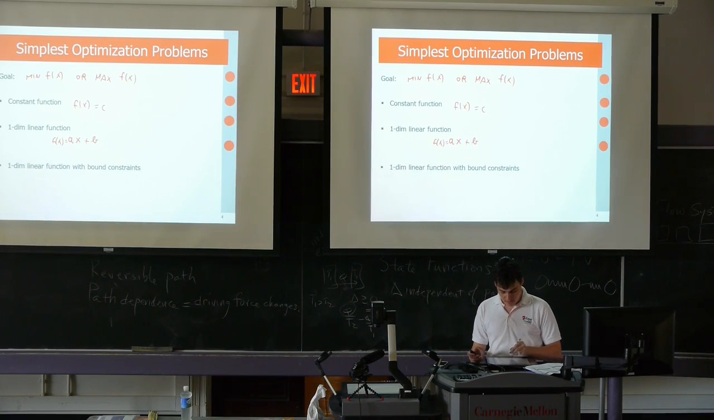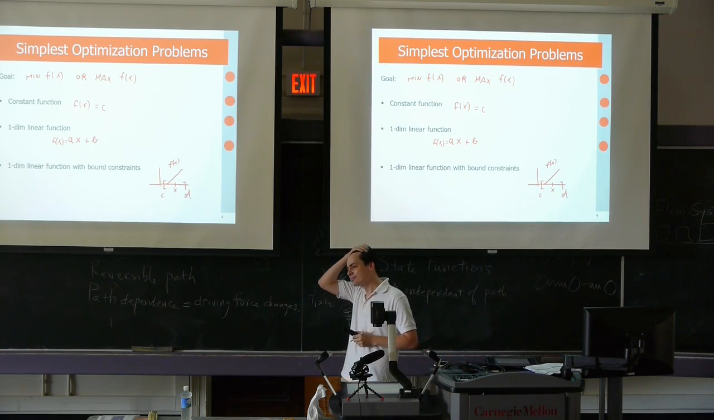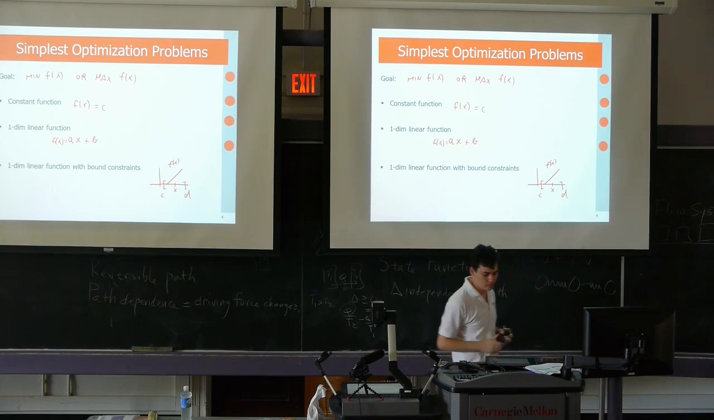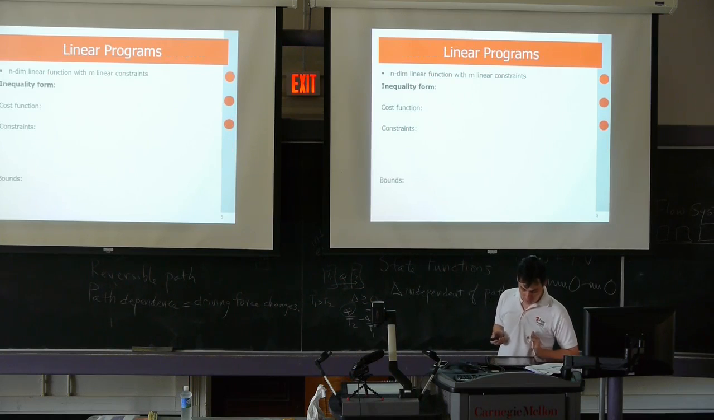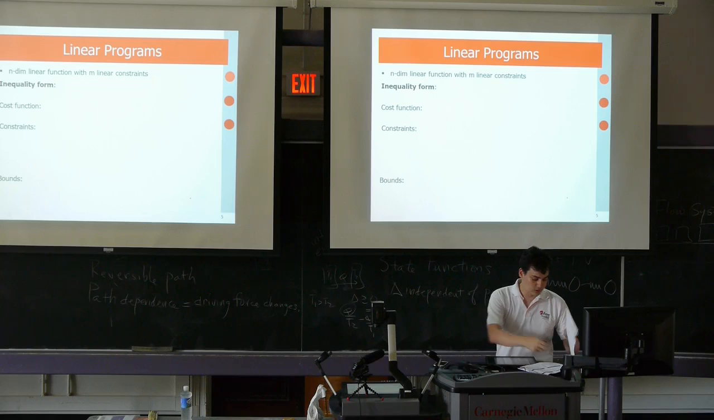What if I have bounds? So let's say this is f of x, ax plus b, and I know that x should be between c and d. What's the minimum of this function? Minimum point c, maximum point d, right, if a is non-negative. Okay, so we are good with linear functions. Let's move on.